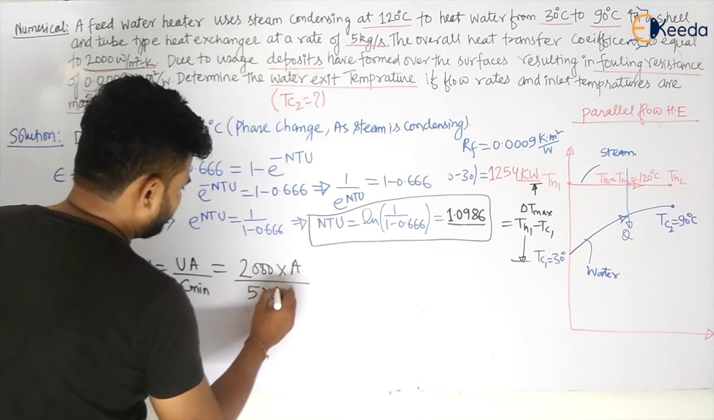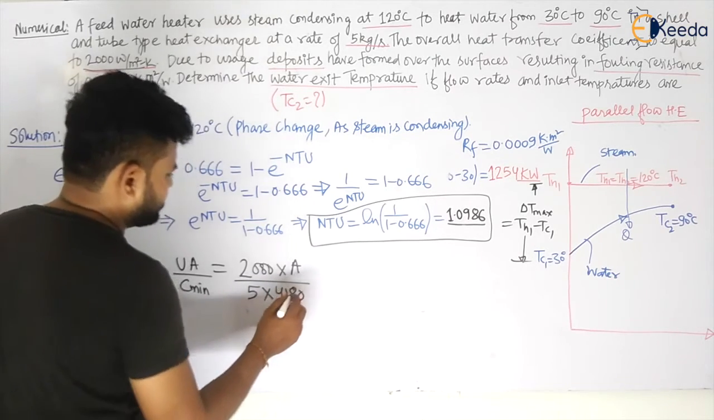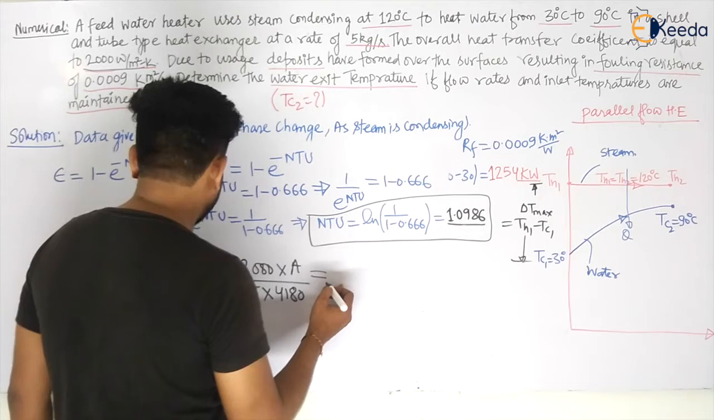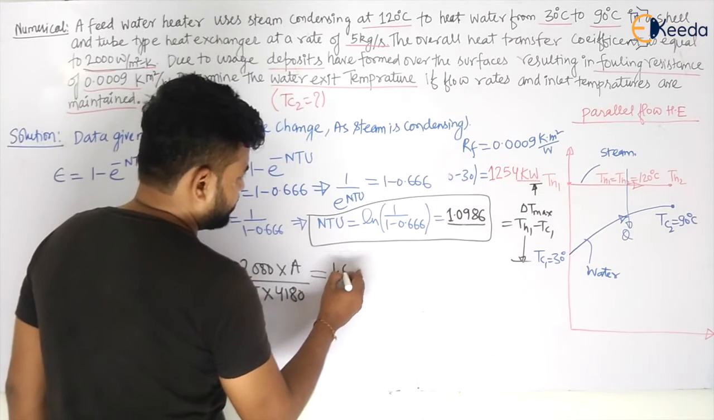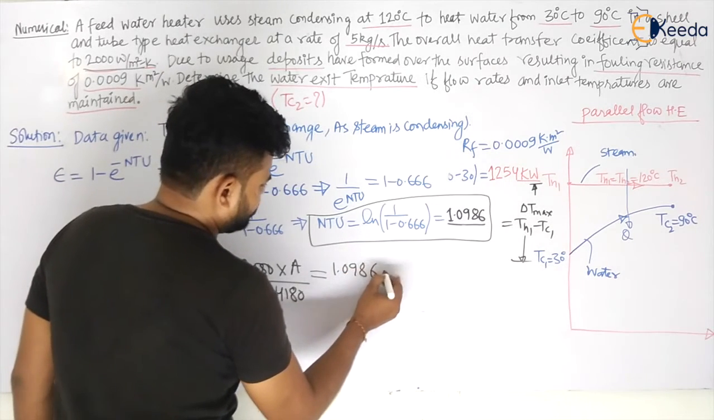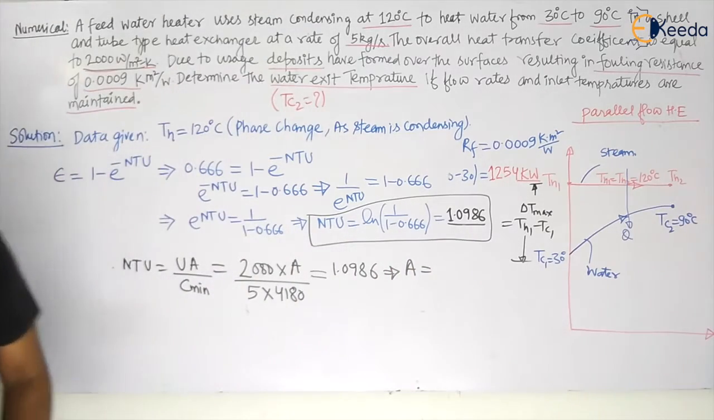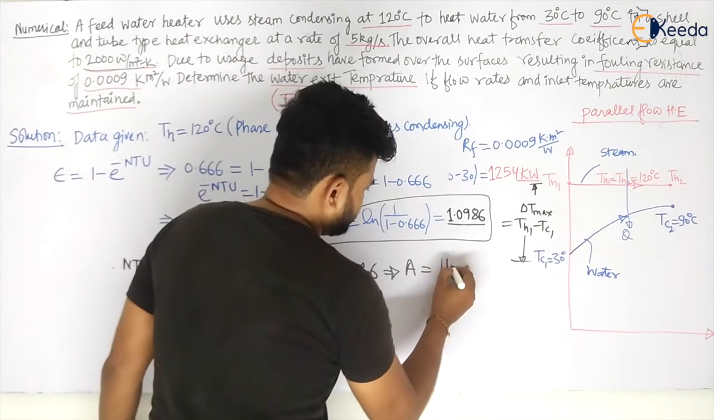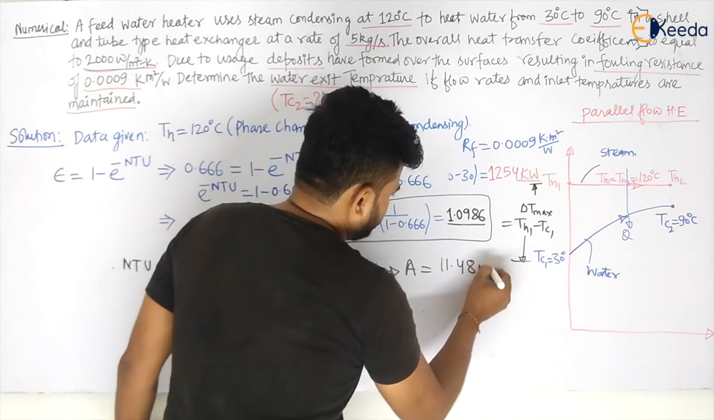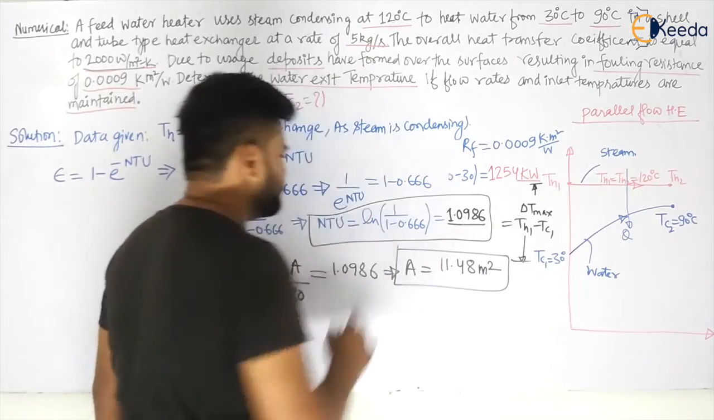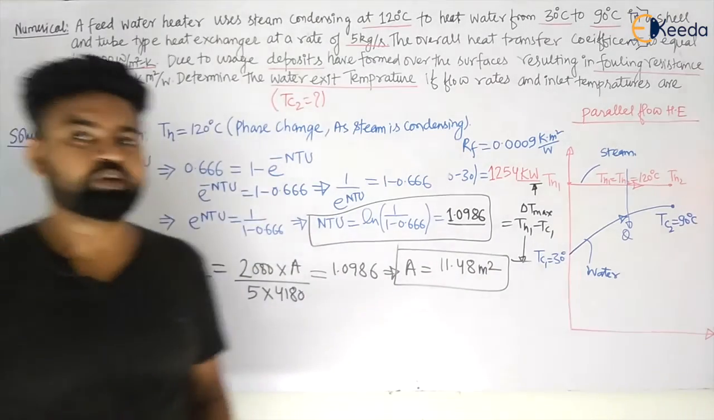the cold fluid, 5 into 4180. That is your water, my dear students. And this will be equal to NTU, which is 1.0986. So from here we can calculate the area, and the area will be equal to 11.48 meter square. So now we know the area for the first case when there was no fouling.